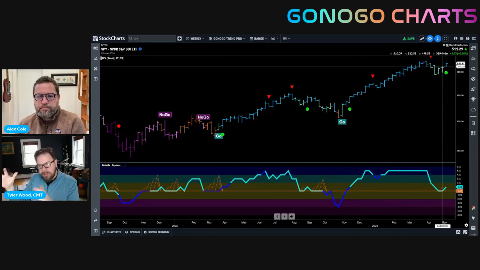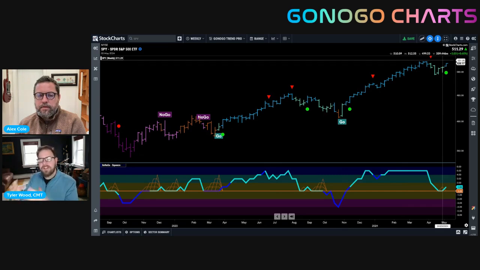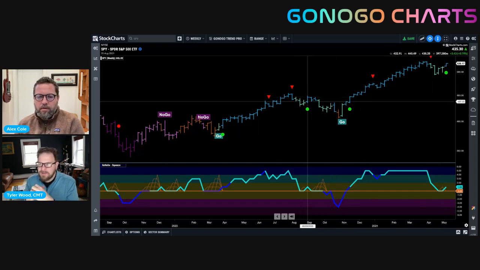Absolutely. So that's our broader context. That's the intermediate period. If your execution time frame is on the daily, perhaps you're looking to that break to the upside for the momentum oscillator, for the GoNoGo oscillator, to give yourself a trade entry signal. So a lot to unpack here today. Let's move on from the S&P 500.